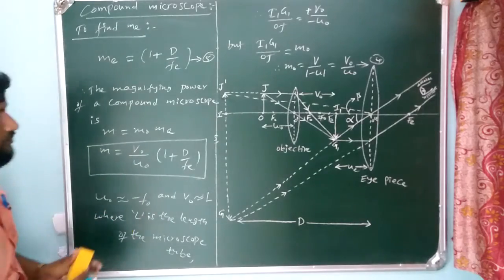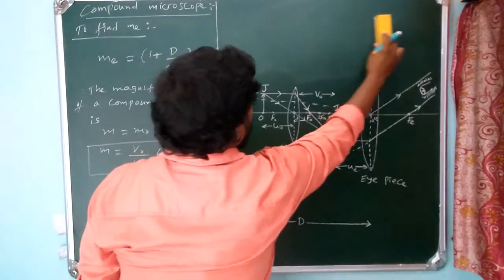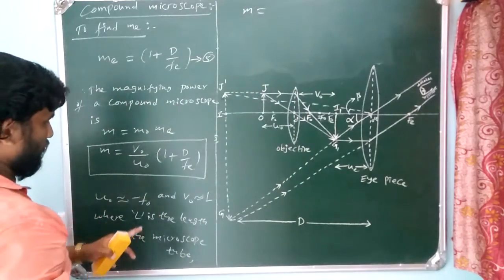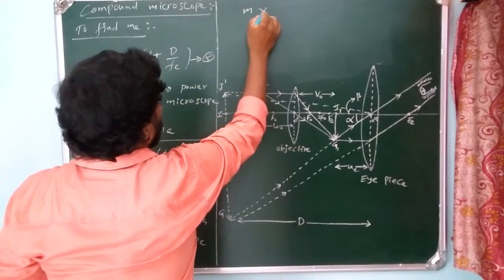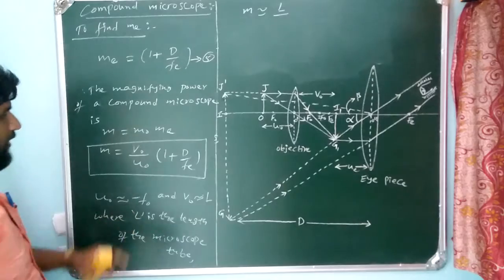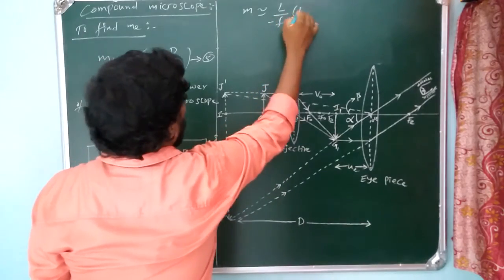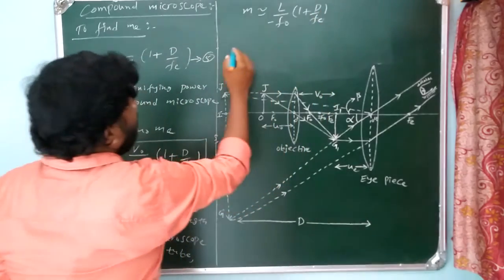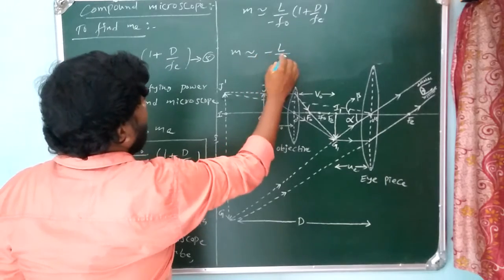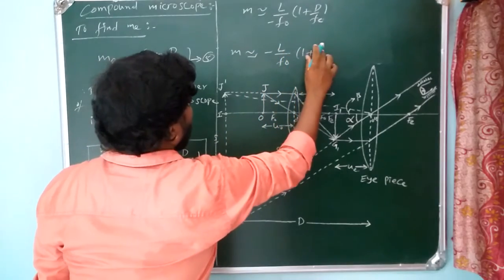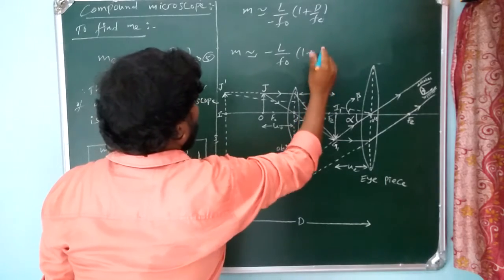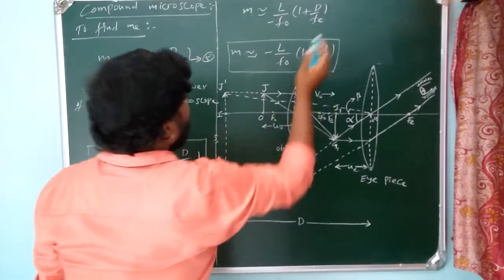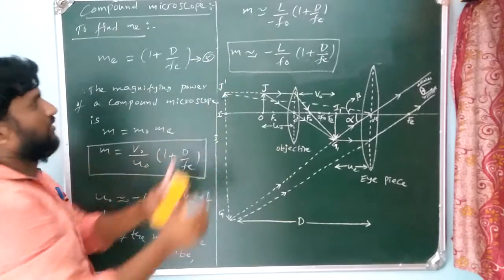Therefore, substituting in the above equation, we are getting m equal to v naught, which means L, by u naught, which is minus f naught, into 1 plus d by f_e. We write this as minus L by f naught into 1 plus d by f_e, when the image is formed at the near point.